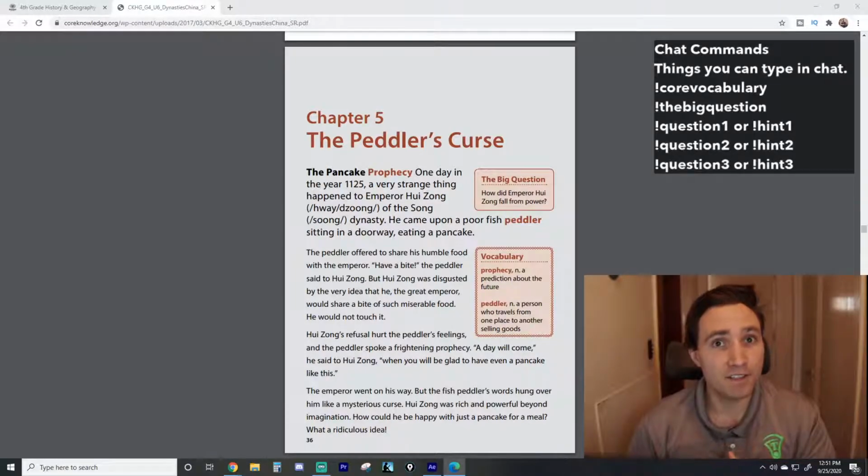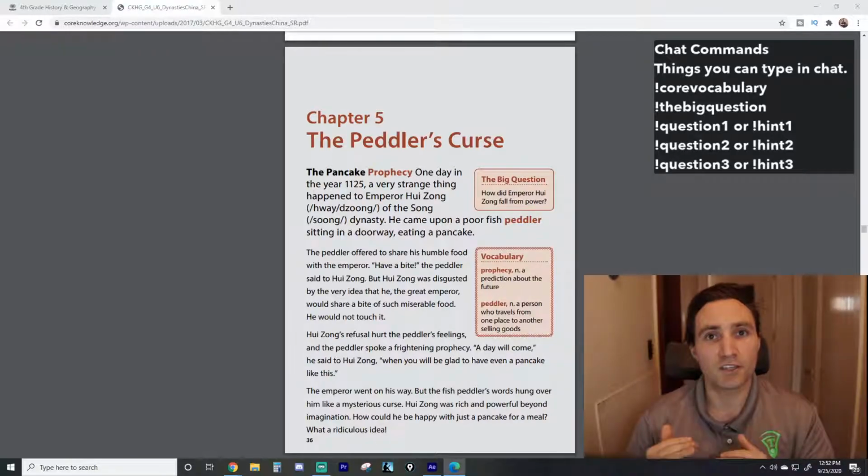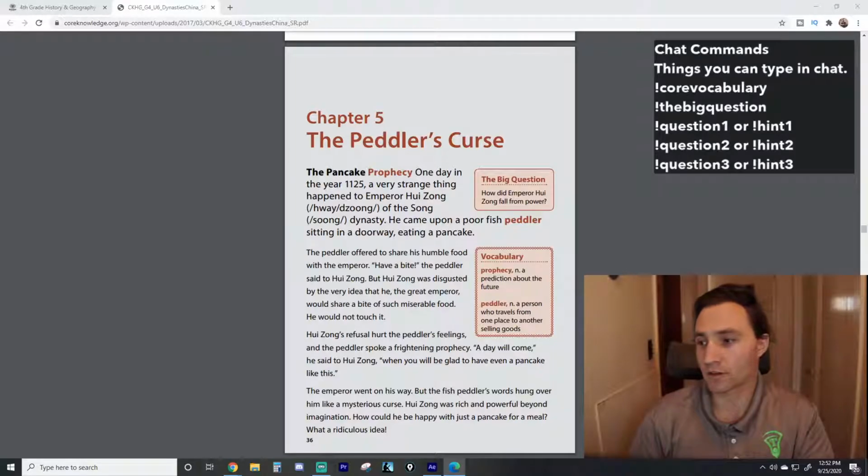And something that I haven't done in the past, but that I think would be really helpful for us and for you to learn these core vocabulary. As we start to cover these core vocabulary words, please type in the chat, those that are live and those that are watching the replay, please type a sentence using one of the core vocabulary words, all right?